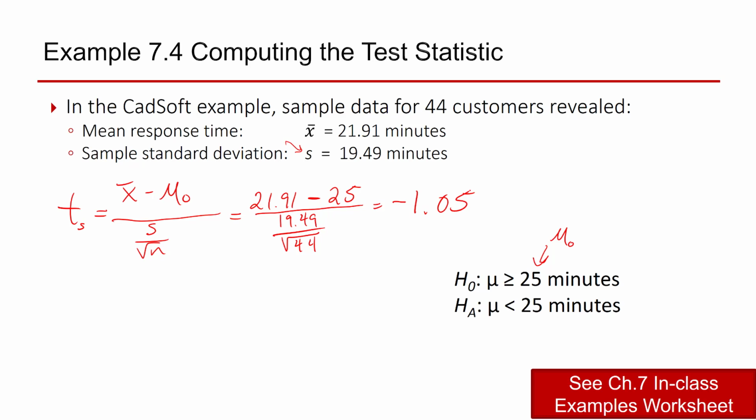All right, so now what does that tell us? Well, if you think about standardizing the sample mean, if we had sigma, this would be a standard normal distribution. So negative 1.05 would be interpreted to mean that the sample mean of 21.91 minutes is 1.05 standard deviations below average if the null hypothesis were true. The t distribution is fairly close to the standard normal, so you can still think about that as being a standard deviation in your mind. It's not technically a standard deviation, but you can think about it sort of in the same way.